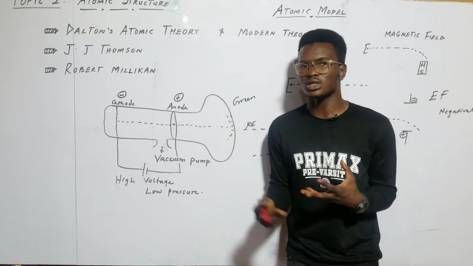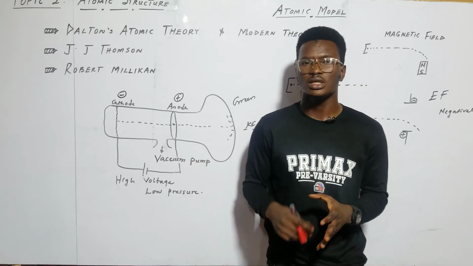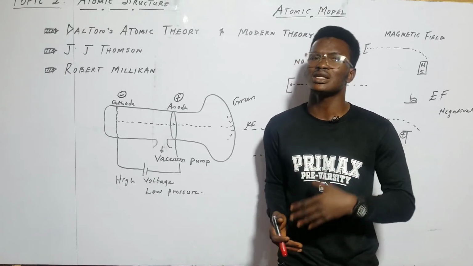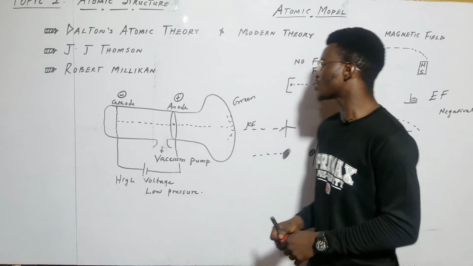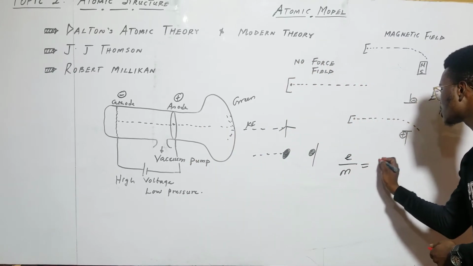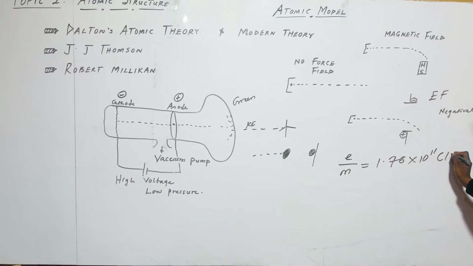Now, according to J J Thomson, irrespective of the gas used in the cathode ray tube, the electron is always the same. Electron leaving hydrogen atom is the same as the electron leaving sodium atom. Electron is always the same. So, irrespective of the gas, the charge to mass ratio given by J J Thomson was 1.76 times 10 raised to power 11 coulomb per kilogram.